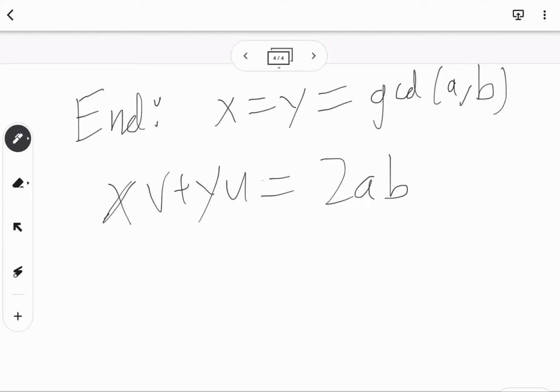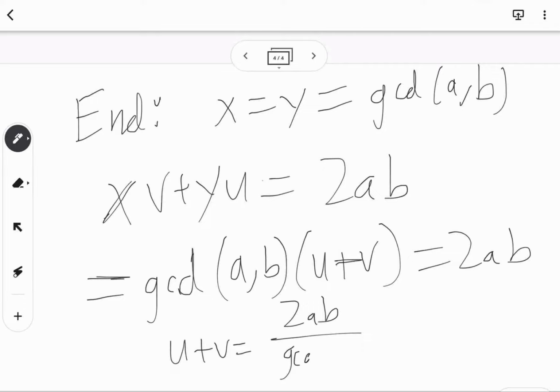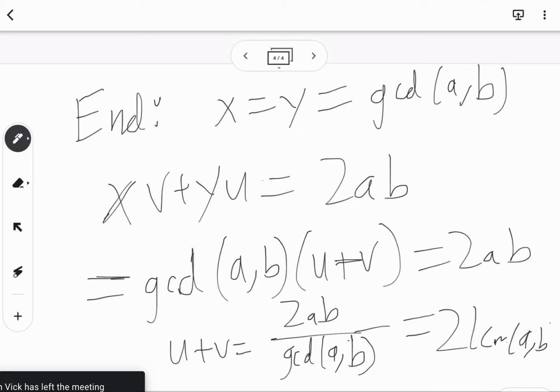So that means that x equals y now, so we can factor this. GCD of a and b times u plus v, we're just factoring here, equals 2ab, right? So that means that u plus v equals 2ab over GCD of a and b. And if you remember, ab over the GCD of a and b equals the LCM, so this equals 2 times LCM of a and b. So this is how we get our answer.